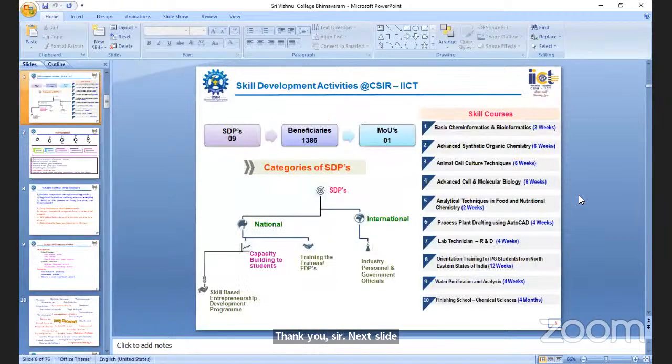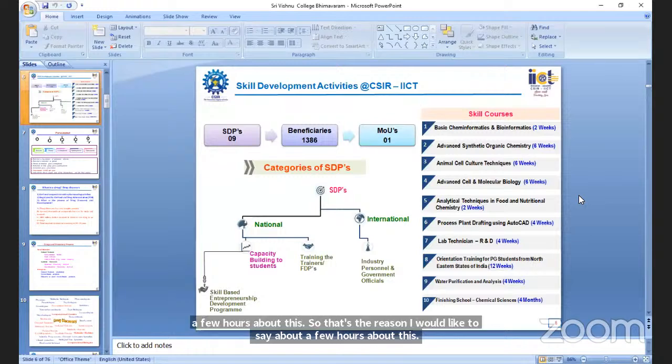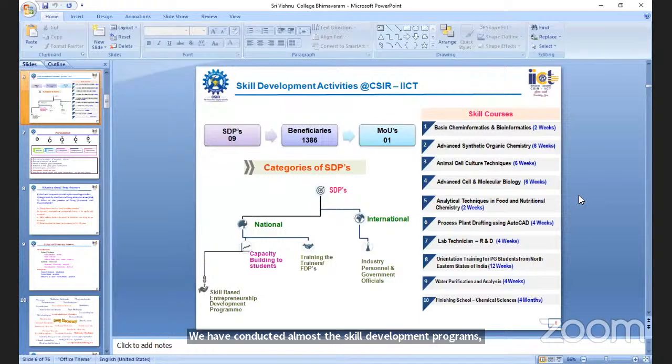Yeah, I would like to say about the skill development programs which we are conducting at CSIR-IICT, because I am the nodal officer for the skill development program. We are conducting the skill development program for the Andhra Pradesh government, and we are also conducting it for the V.V. Raju College, Bhimavaram. So I would like to say a few words about the skill process. We have conducted 9 skill development programs, and the total beneficiaries are 1,386, including the Andhra Pradesh government. We had an MOU, and we have categories for the skill development program.